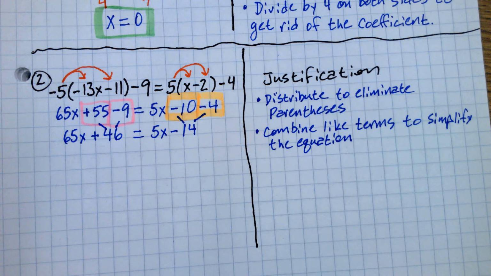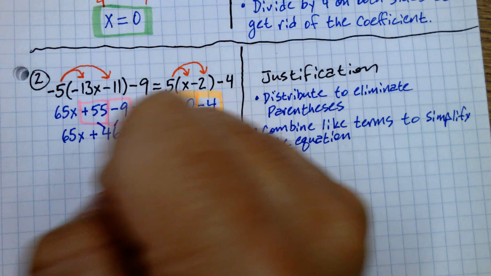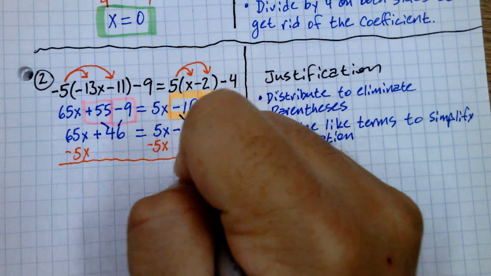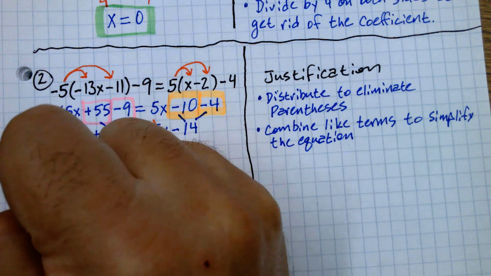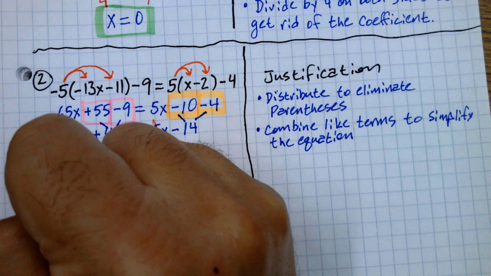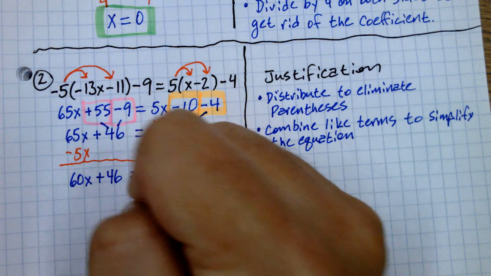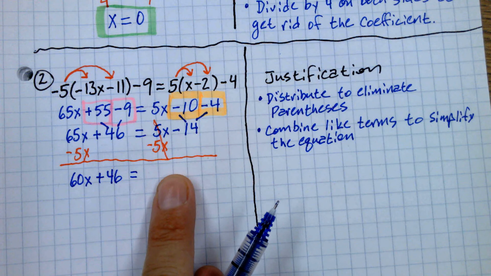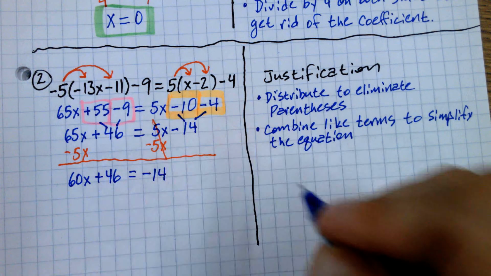The thing is we got variables on both sides. So let's get rid of what? Let's get rid of the 5x. So take away 5x on both sides. So now we're going to get specific. We're going to subtract 5x on both sides. So 65x minus 5x is 60x. Bring down the plus 46. Bring down the equal sign. That's gone. So what's left on the right-hand side? Yeah, that negative goes with it. Negative 14. Excellent. So let's write that down.